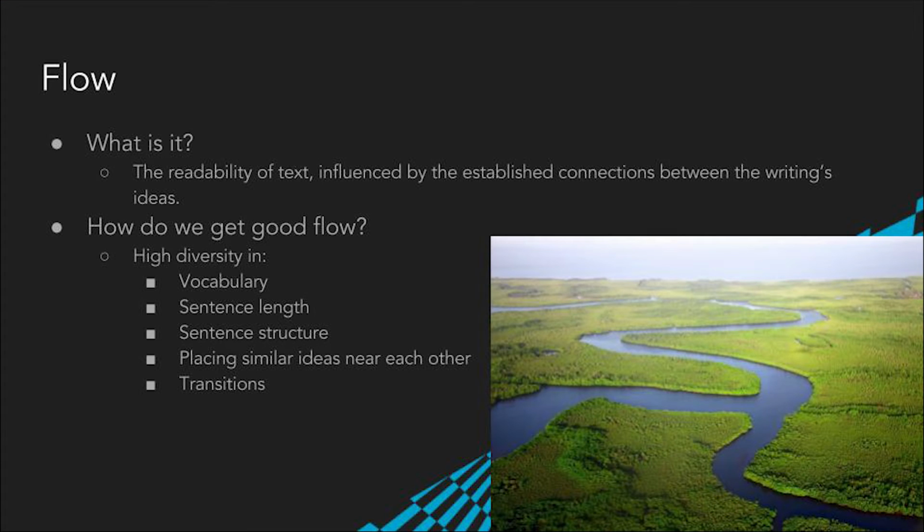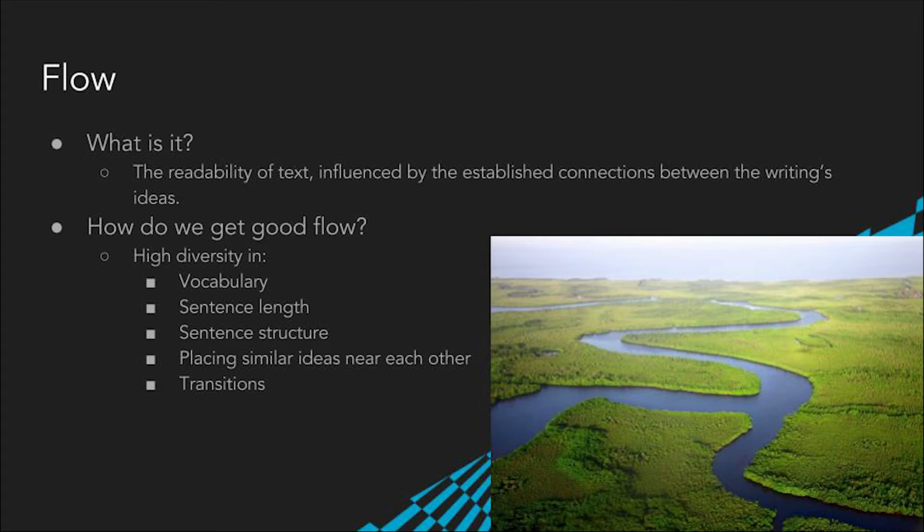So here I'm going to define flow in this particular case as the readability of text, influenced by the established connections between the writing's ideas. Basically what I mean is that when writers ask about flow, they're asking about the aesthetic presentation of their ideas. So it's important to remember that the techniques I'm going to be sharing are not hard and fast do's and don'ts. Instead, you should try to think of them as artistic techniques you can employ to optimize the way your ideas are read. So how do we get good flow in our writing?